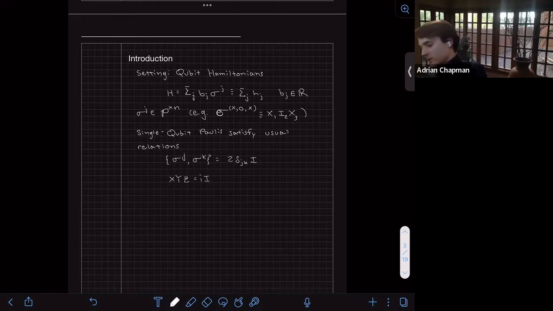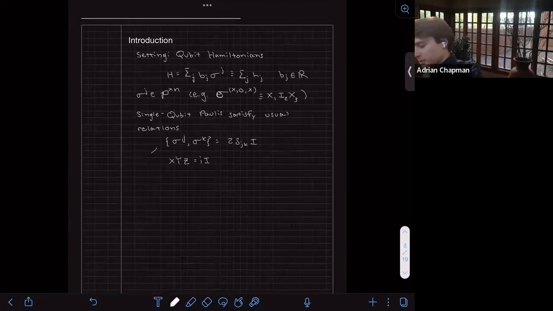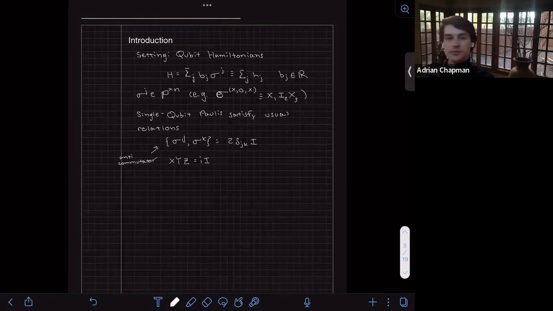And as an implication of this commutation relation, this is the anti-commutator. All the Paulis square to the identity.